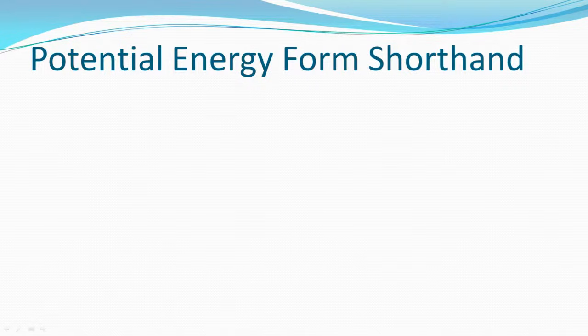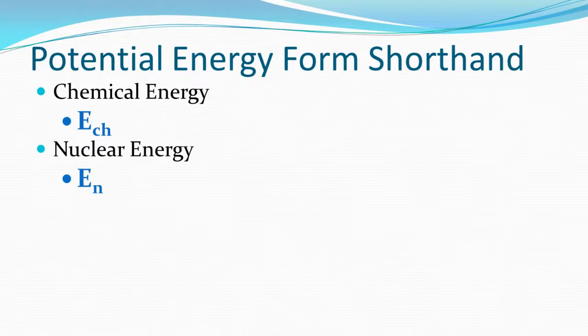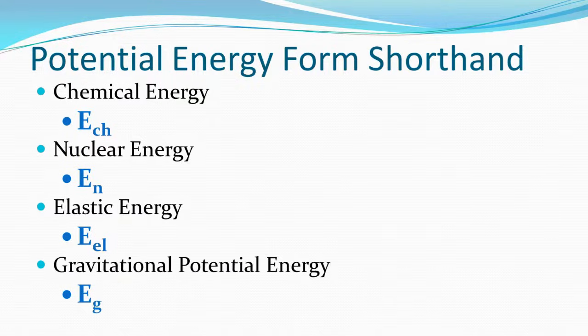Energy pie charts require us to write out the names of the forms of energy present. In order to make this task a little simpler, we write out the forms of energy in a shorthand, similar to how we wrote out the different forces in shorthand. Chemical energy can be represented by E sub Ch for chemical. Nuclear energy can be represented by E sub N for nuclear. Elastic energy can be represented by E sub El for elastic. Gravitational potential energy can be represented by E sub G for gravity.